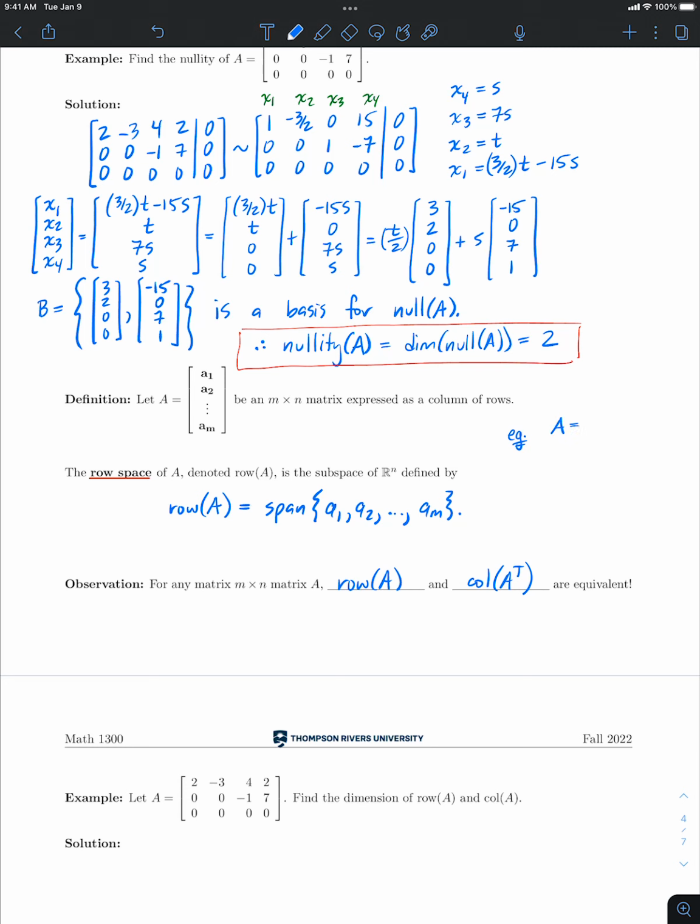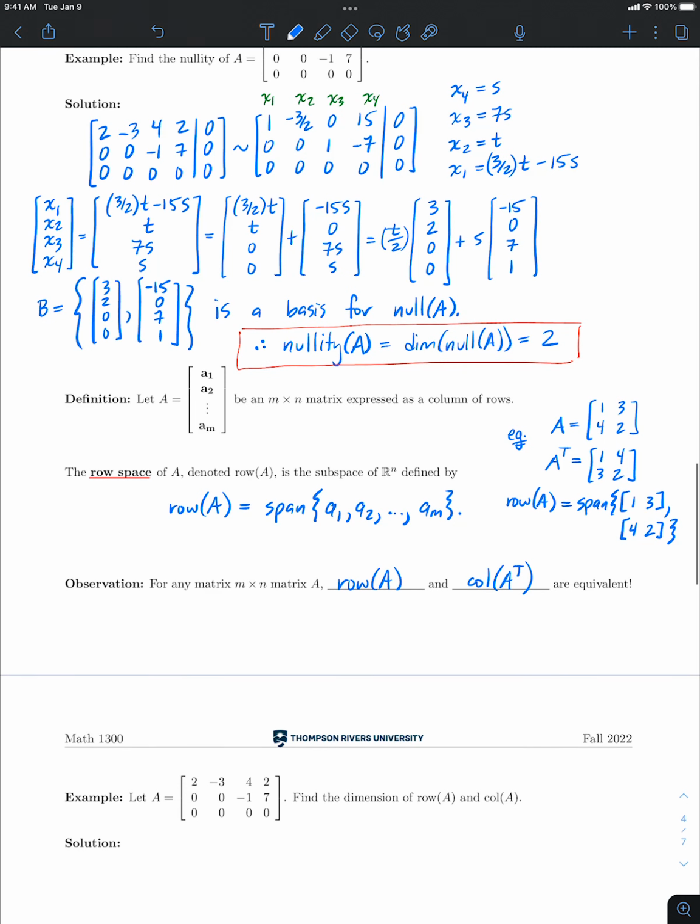It doesn't take much to do a really quick example. Let's keep it simple, 2 by 2. Let's say A is 1, 4, 3, 2. Then A transpose would be 1, 4 for the first row, and then 3, 2 for the second row. The row space of A would be the span of what? Well, the first vector would be the first row of A, 1, 3, and then the second vector would be 4, 2, the second row of A.